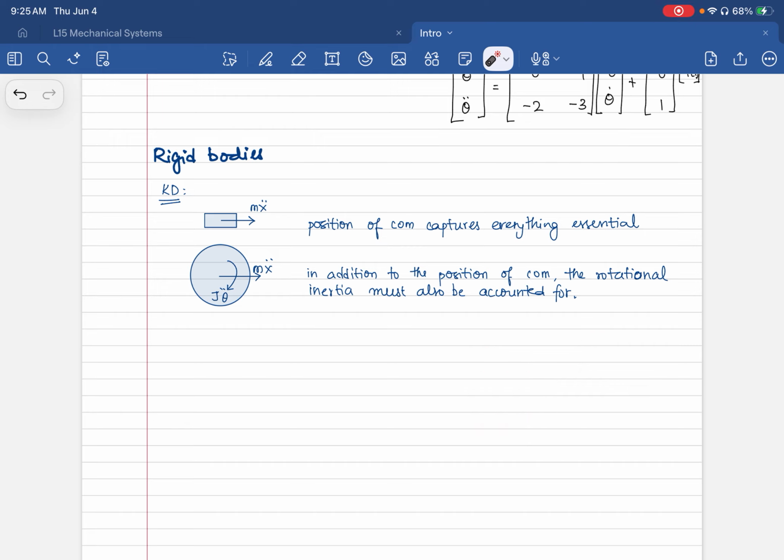In this class, I will always provide you what is the value of J, and it'll be about the center of mass because that's usually how it's given. About the center of mass, about the axis of rotation. Okay.